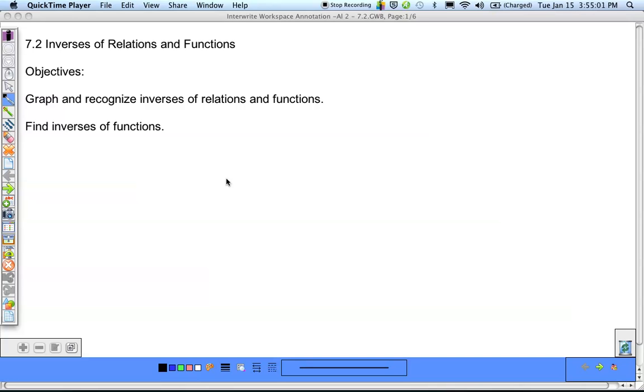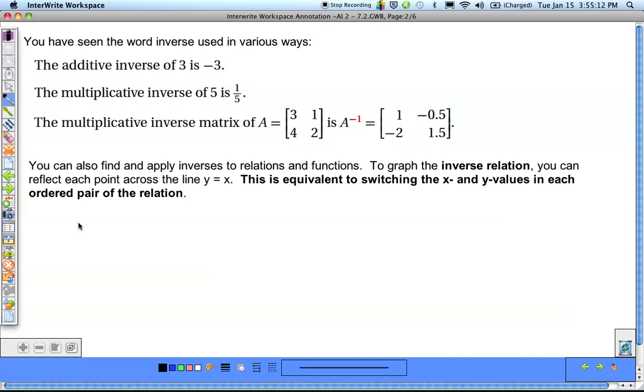Today we're taking a look at 7.2, inverses of relations and functions. You guys have seen inverses a lot throughout school. You just don't know that you've actually seen them. When you talk about being able to solve equations and you see a plus 3, how do you get rid of it? You have to subtract 3. Those two things undo each other because they are additive inverses.